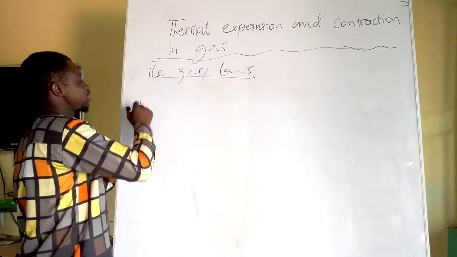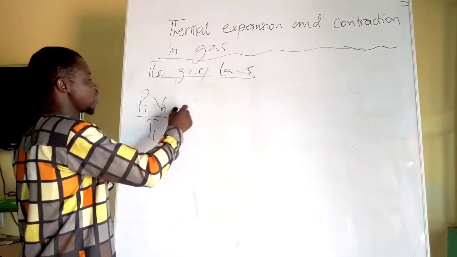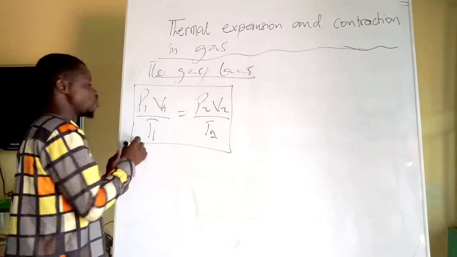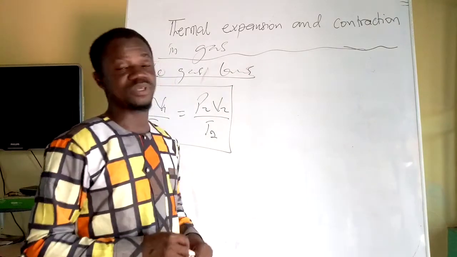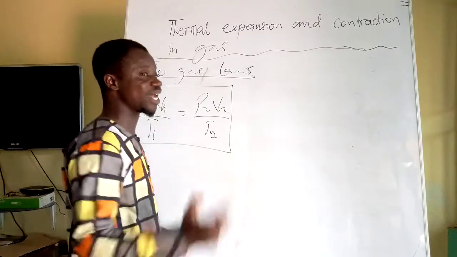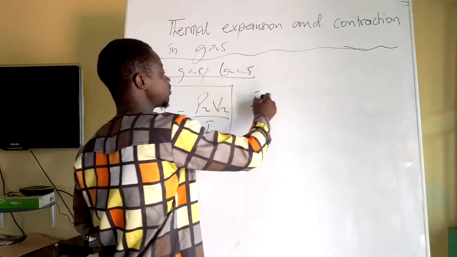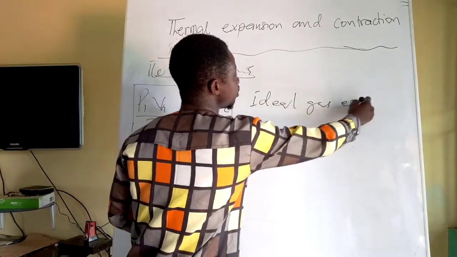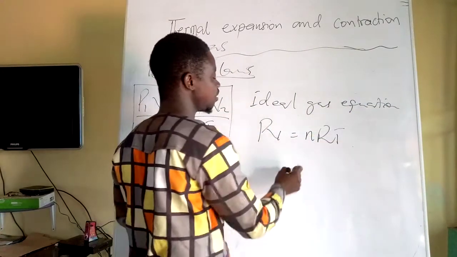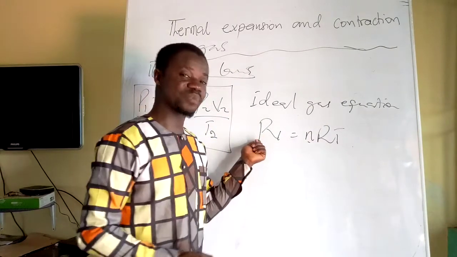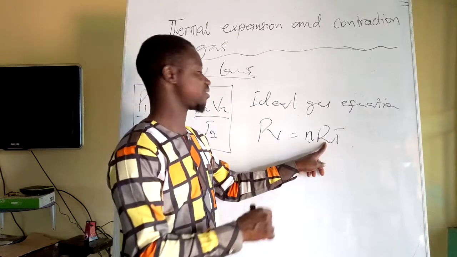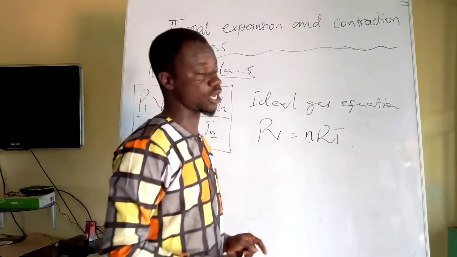And the ideal gas law gives us P1 V1 all over T1 is equal to P2 V2 all over T2. This is another equation that you may be required to use. This equation comes from the ideal gas equation. What is the ideal gas equation? The ideal gas equation is given by PV is equal to nRT for n number of moles, where P is the pressure of the gas, V is the volume of the gas, R is the gas constant, and T is absolute temperature.